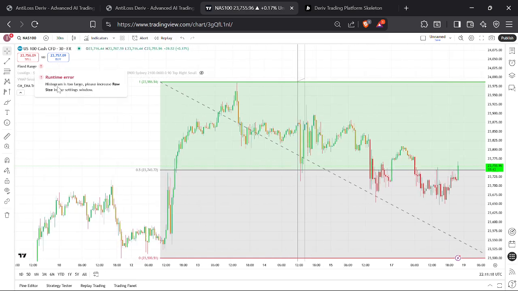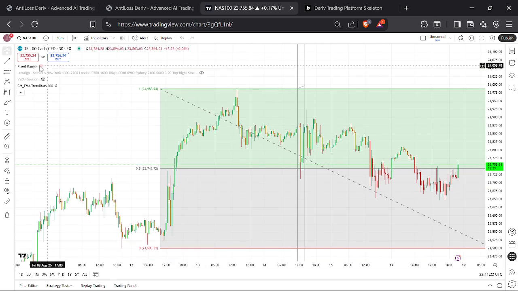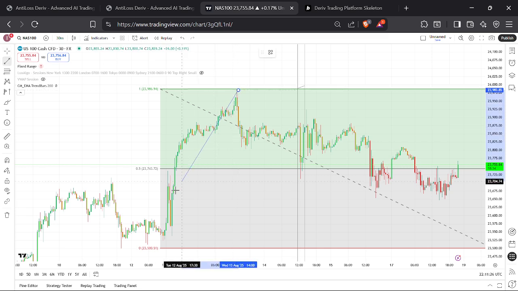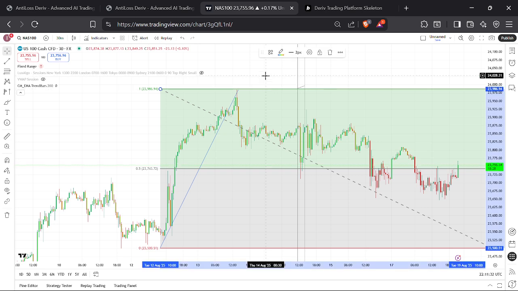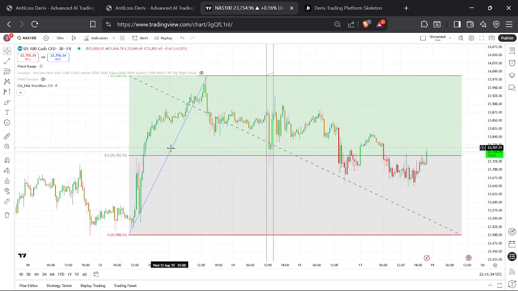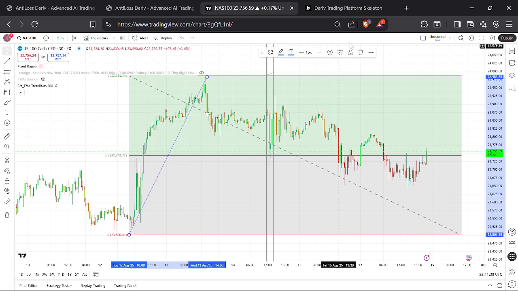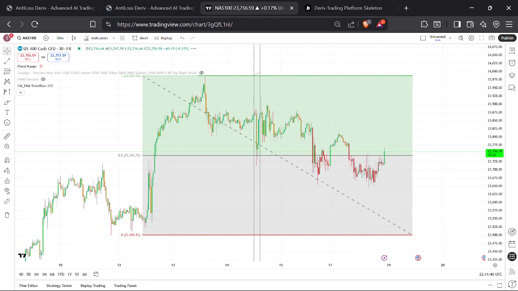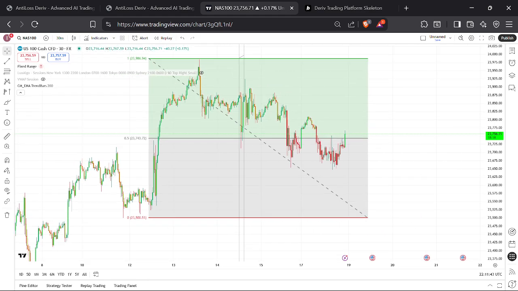What does it say? Okay, histogram is too large. Let me try and draw this one from here, this level. Still we can't draw our volume profile, so it's like we're not gonna be using our volume profile.